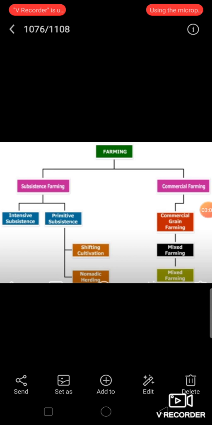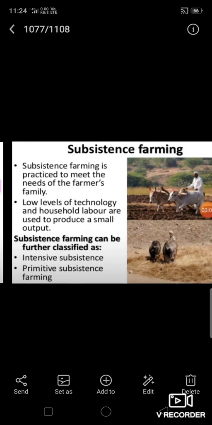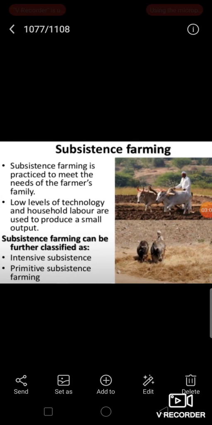Now, today I will explain to you about subsistence farming. In subsistence farming, crops are grown mainly to meet the needs of the farmer's family. In this type of farming, a low level of technology is used. Technology is at a very low level. They are not using harvesters, threshers, tractors and all. They are using a very low level of technology.